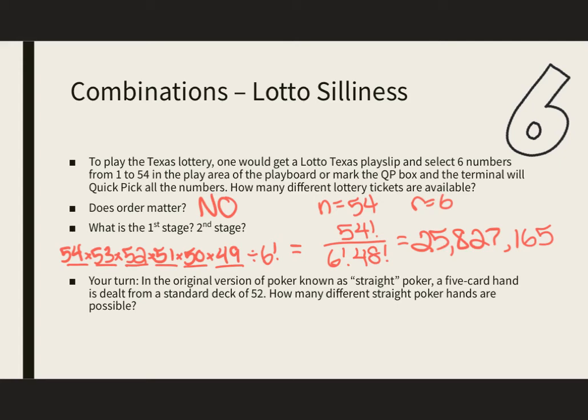How about a quick note on how to use the nCr feature on your calculator? Follow along: just type in 54 on your main screen, and then press the Math button. Arrow right to Prob. Arrow down to nCr for combination, and then enter the 6. 54 choose 6 gives you 25,800 something. And that's how you do it. So we have 3 ways, basically.